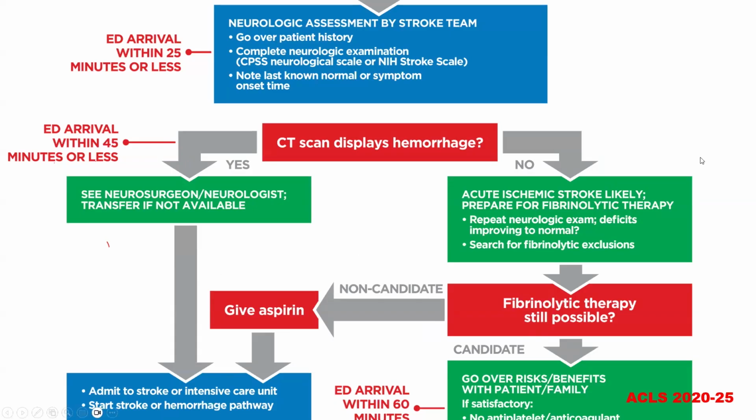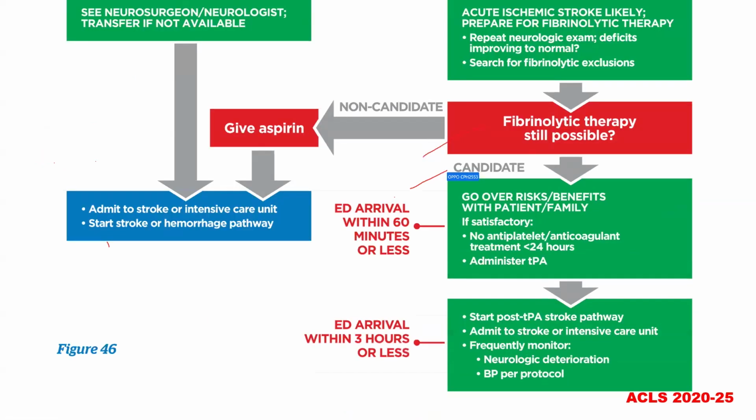If you think the patient has acute ischemic stroke likely, then repeat the neurologic exam, checking for deficits improving to normal. Search for fibrinolytic exclusions, which we discussed earlier. If fibrinolytic therapy is still possible, go over the risks and benefits. If satisfactory, administer TPA, and subsequently start the post-TPA stroke pathway, admit to stroke or intensive care unit.